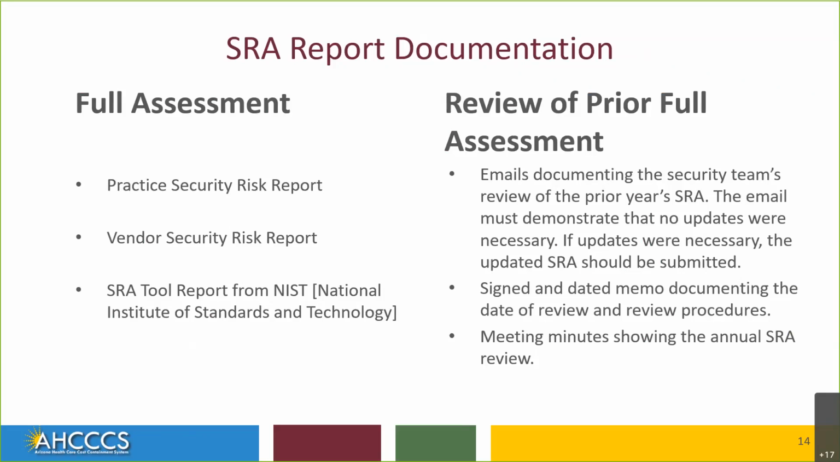When you do a review of a prior full assessment, you can have emails documenting the security team's review of the prior year's SRA. The email must demonstrate that no updates were necessary. For example, if you completed an SRA in program year 2019 and you want to use that same SRA in program year 2020, and you reviewed it, but no updates were done because there weren't any changes at the practice, you still need to have some type of email or document showing, hey, at the end of program year 2020, we did analyze the 2019 SRA and we determined that there were no changes done at the practice, so nothing needed to be changed to that document.